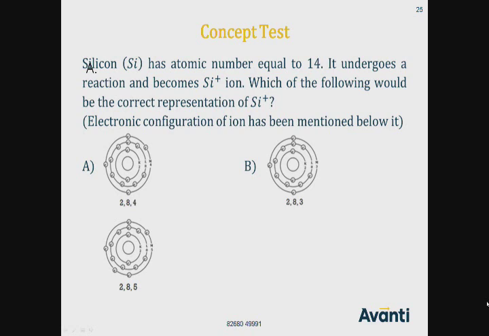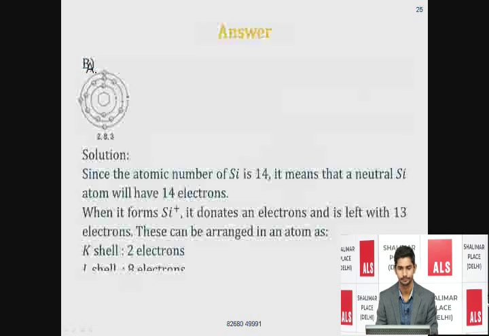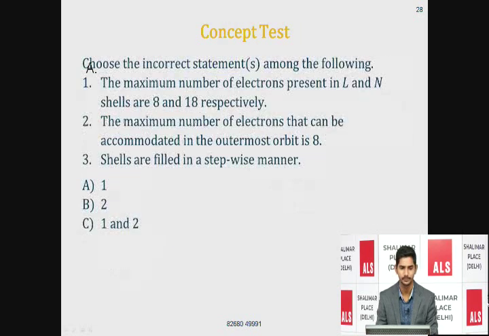Si plus, which is 13. See, it is saying the silicon has atomic number equal to 14, which undergoes a reaction and becomes Si plus. Si plus means loss of an electron, and one electron is lost because it is Si plus. So out of 14, only 13 electrons are left. So which of the following could be the correct representation? It would be B, not A. Okay. Next question.